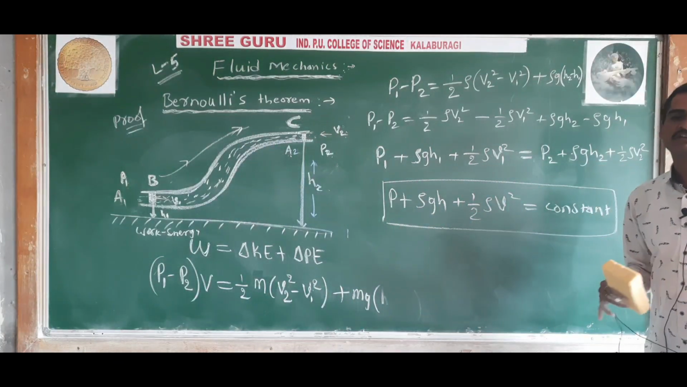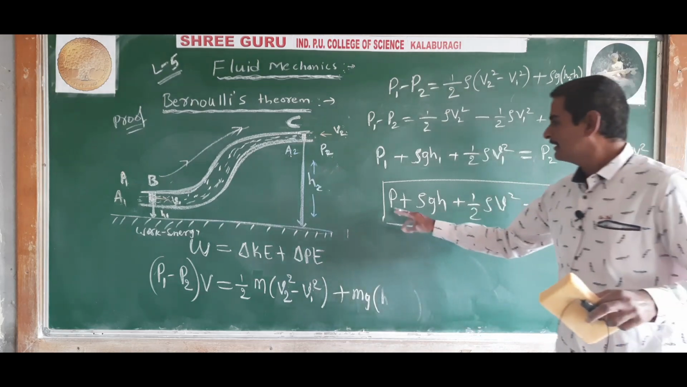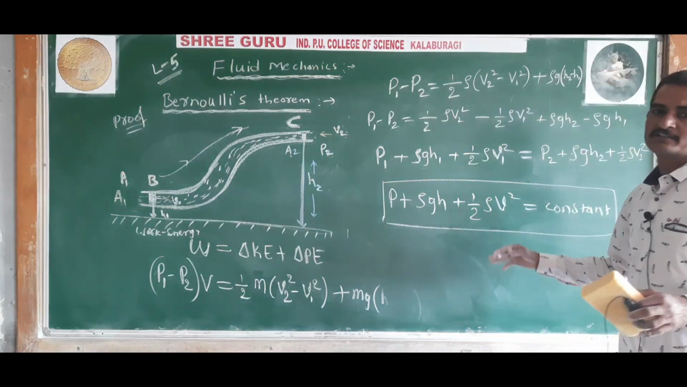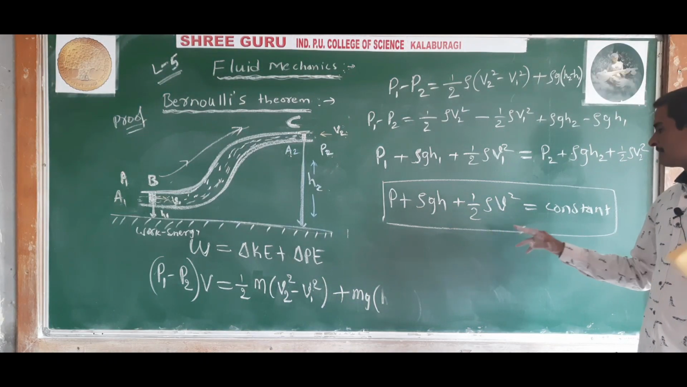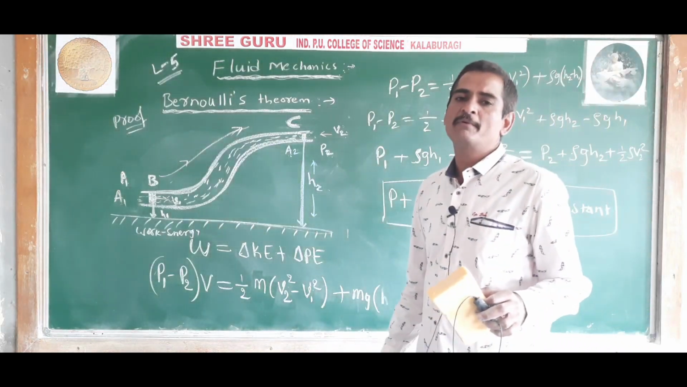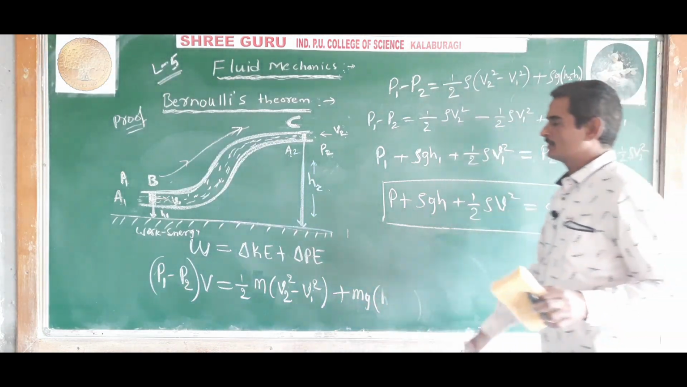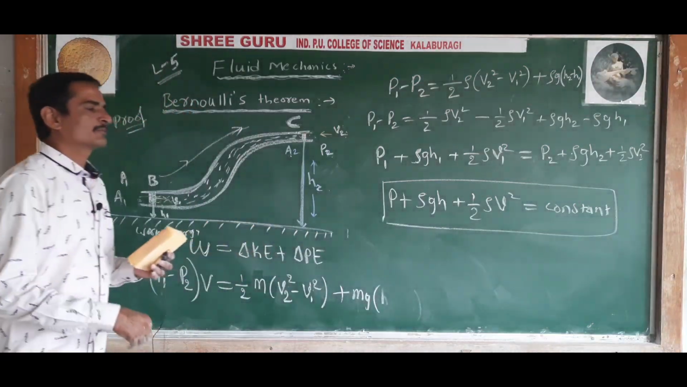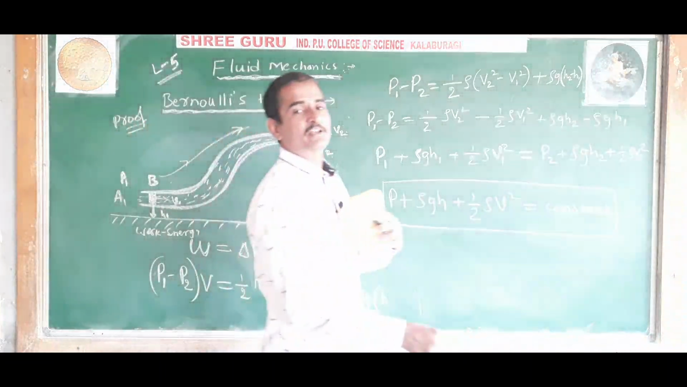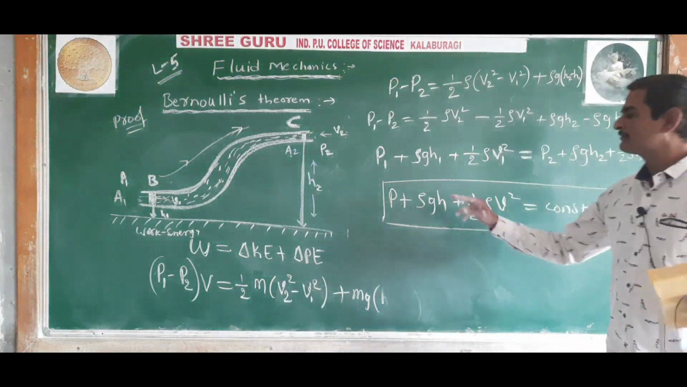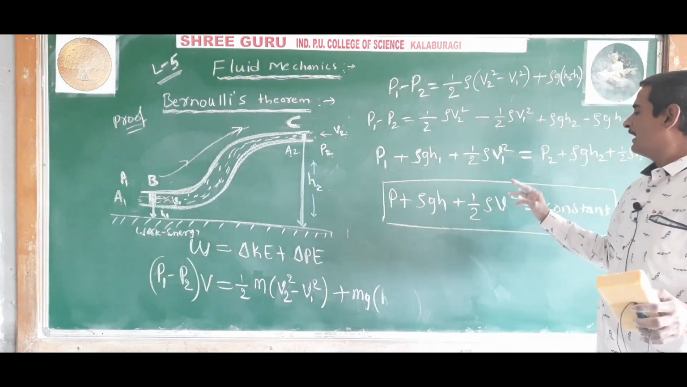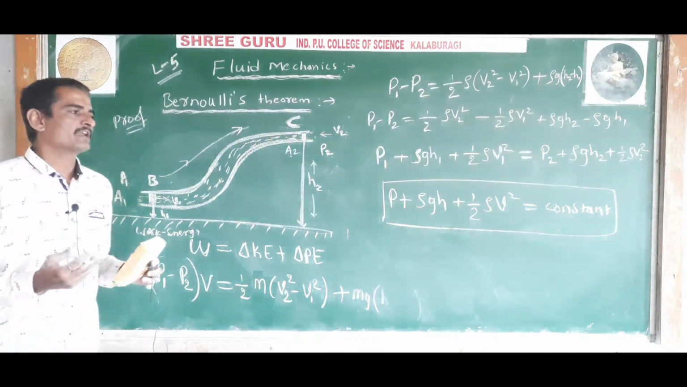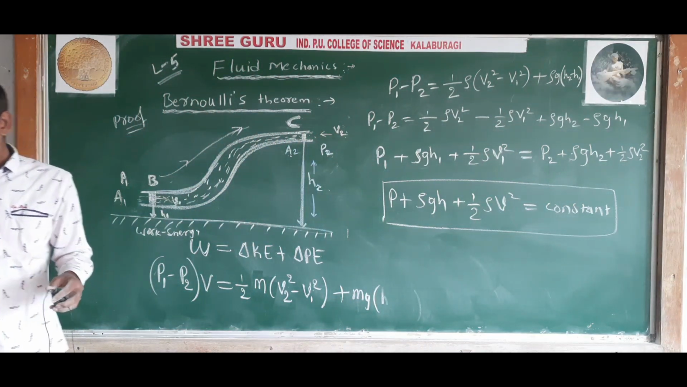Once again I will tell the definition differently. According to Bernoulli's theorem, the sum of pressure energy, potential energy and kinetic energy per unit volume will remain constant for an ideal fluid having streamline flow. That is the proof. Understood? And further, this can also be written in different ways. This can also be told per unit mass: the sum of pressure energy, potential energy and kinetic energy per unit mass will remain constant for an ideal fluid having a streamline flow.